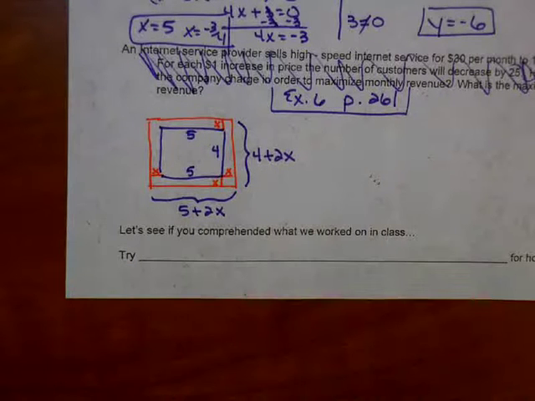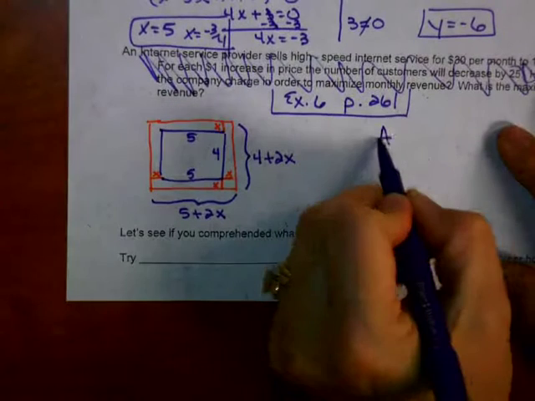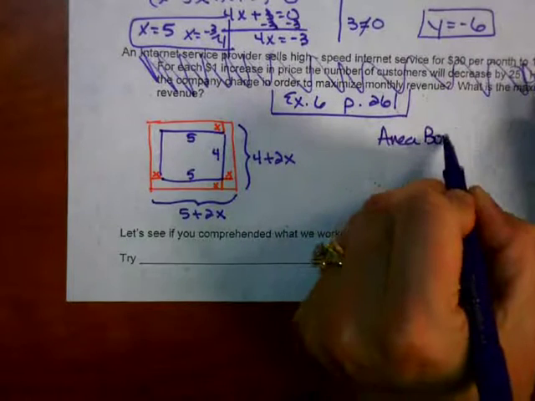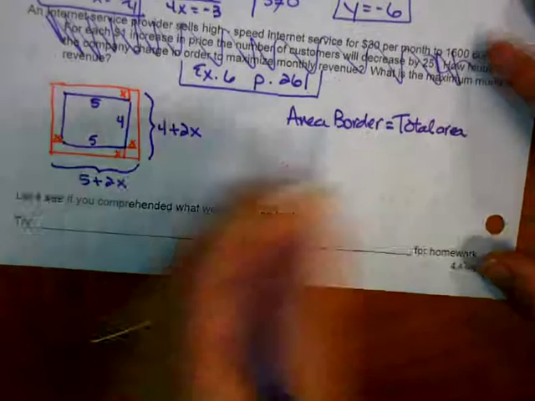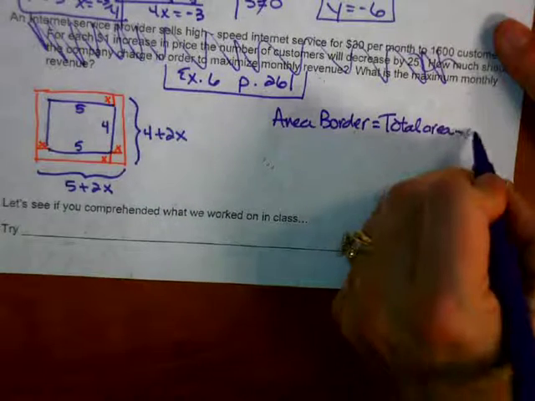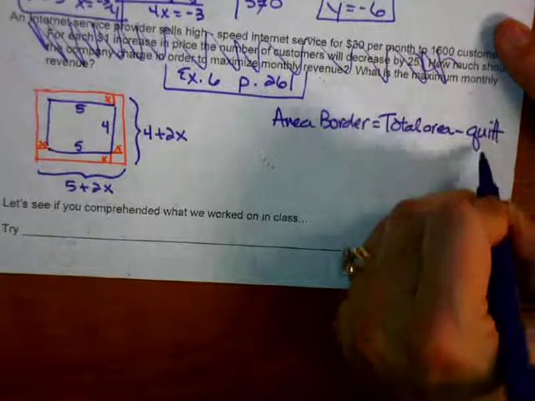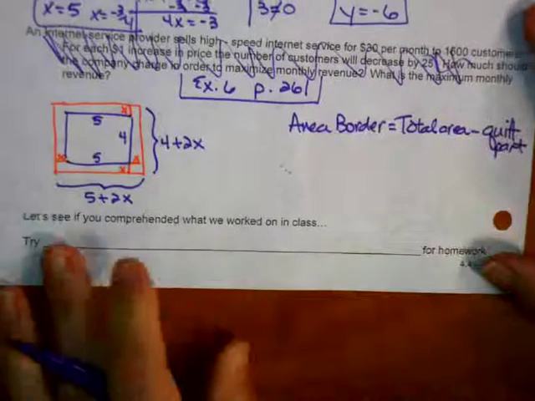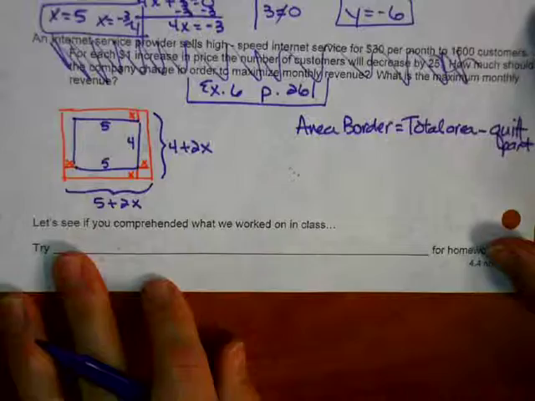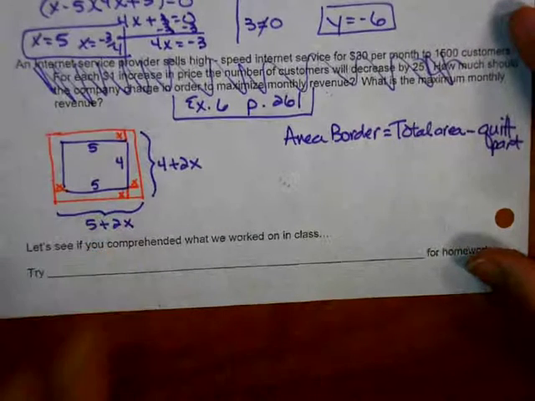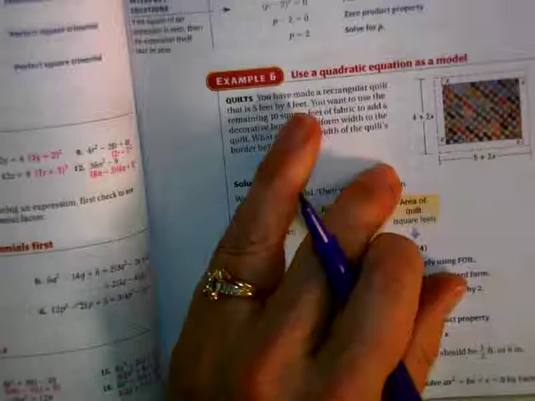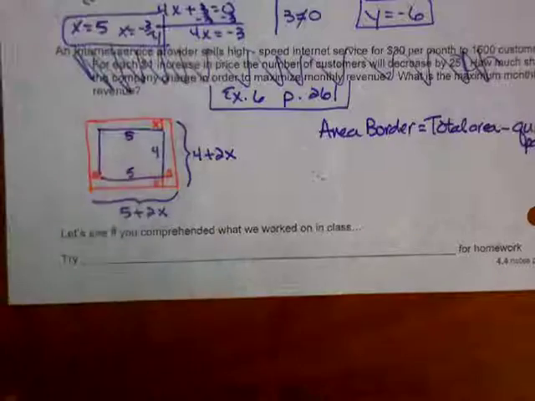I can find the area of the border, which I know. I can find x by doing this. The area of the border equals the total area minus the quilt part. In this problem, they told us the area of the border. How much fabric did we have left over to make a border? 10. We had 10 feet to make a border. So the area of the border is 10.